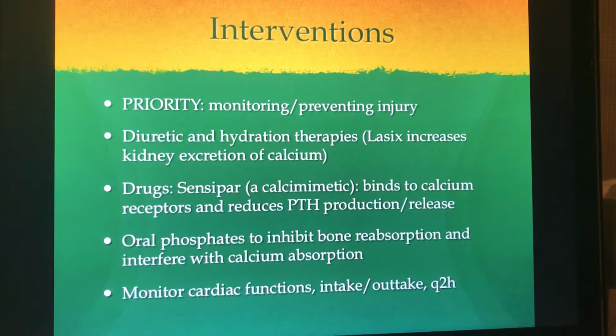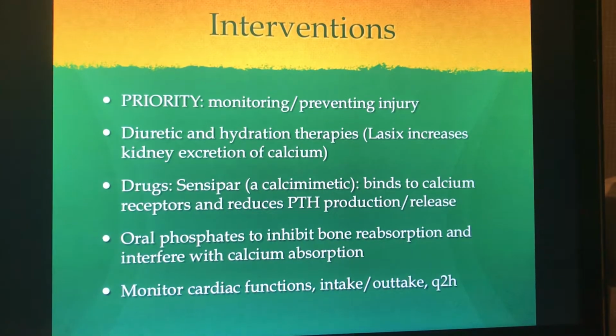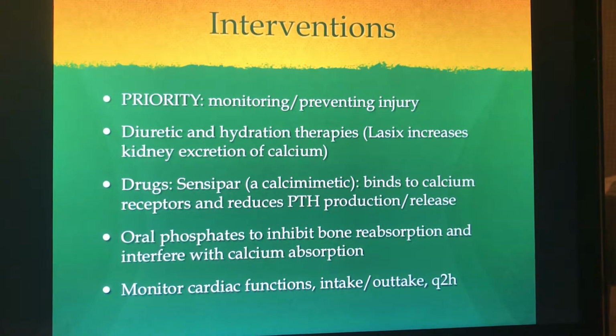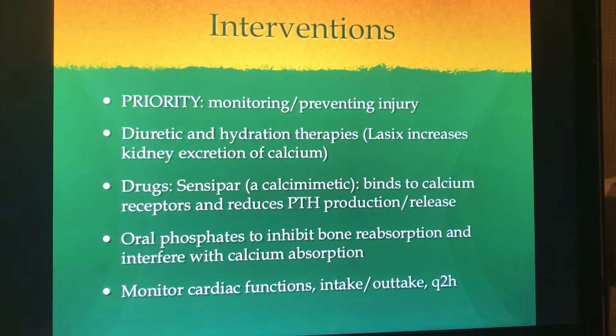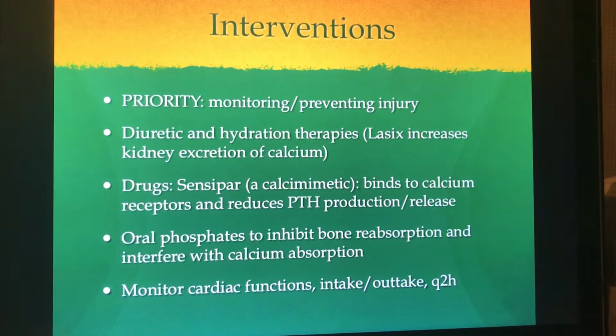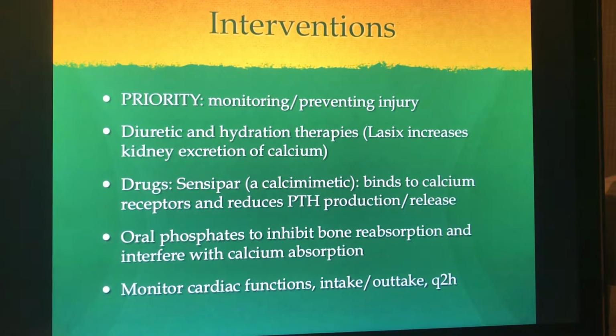So what do you do for these patients? How do you take care of them? Your main thing with these patients is to monitor and prevent injuries. They're going to be a high fall risk. You're going to make sure all those side rails are up. They're going to have the fall band around their wrist. They're going to have a sign on the door. And you're going to be making sure without a doubt they don't hurt themselves at all.